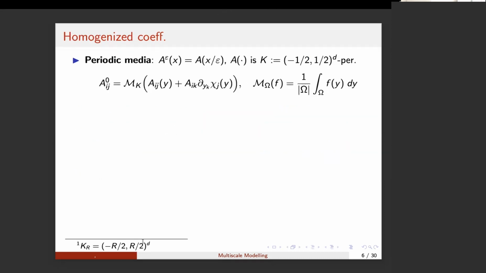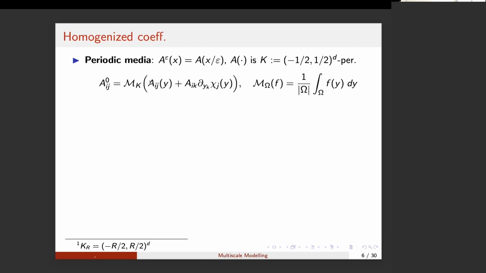So now if we go to the mathematics of it a bit, suppose that we are given a periodic material. So A epsilon is given as A of x over epsilon, where A is a periodic function. And for simplicity, we say A is one-periodic in every direction. Then the homogenized coefficient is given by this quantity, and M here is an average operator.